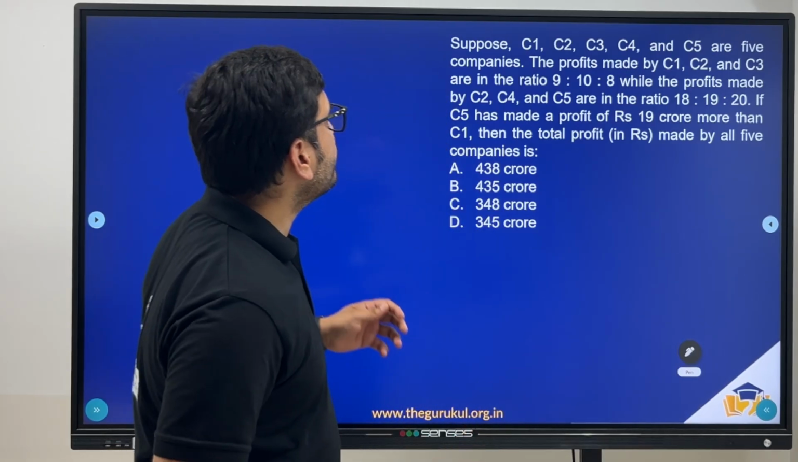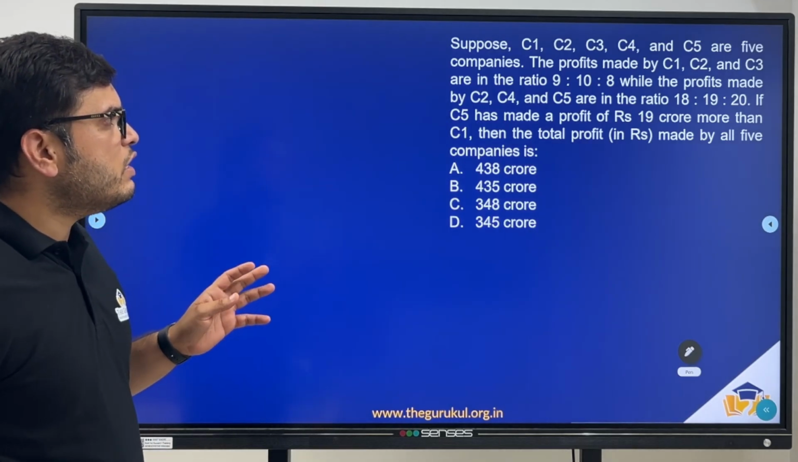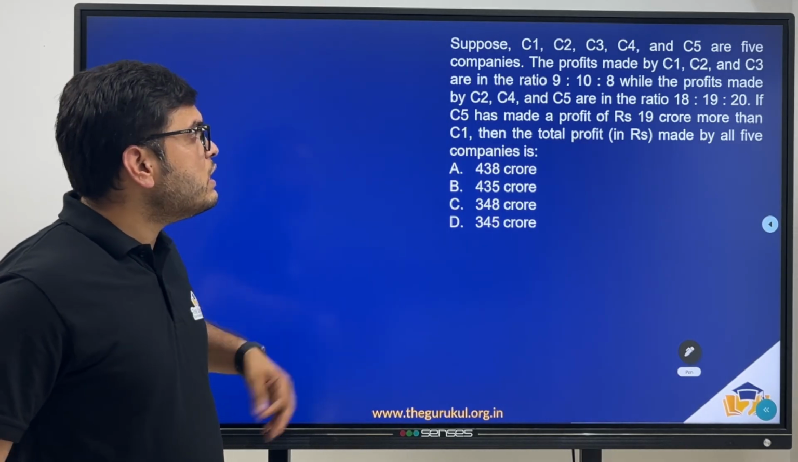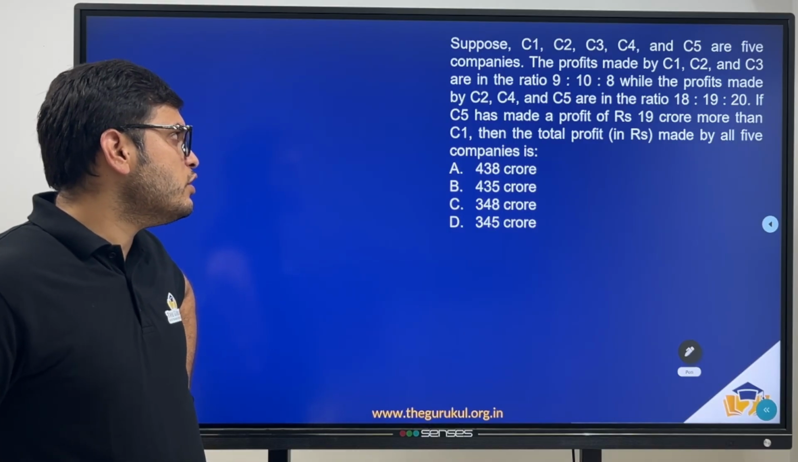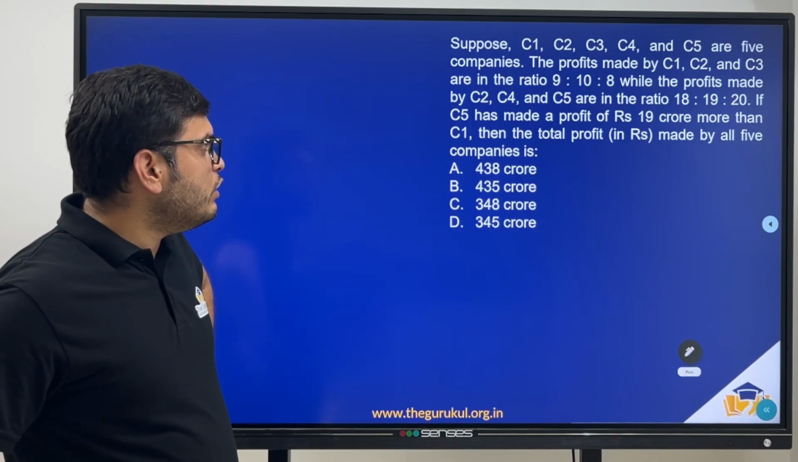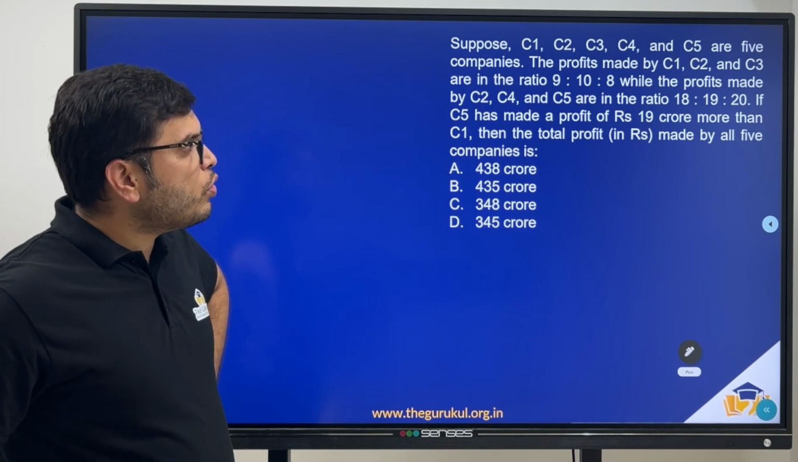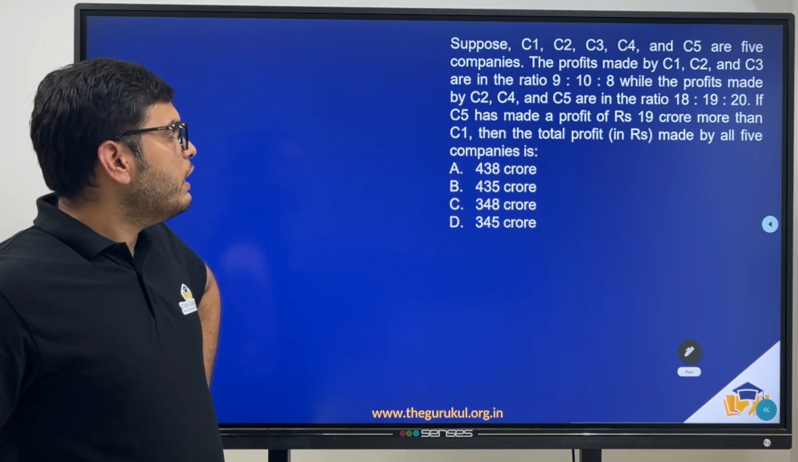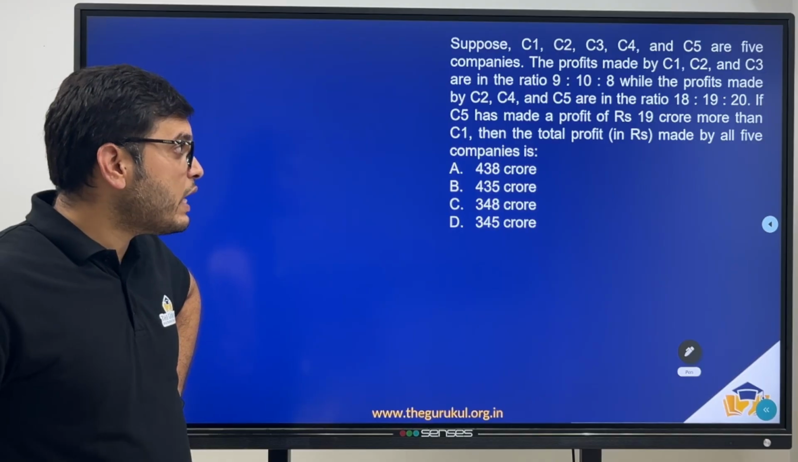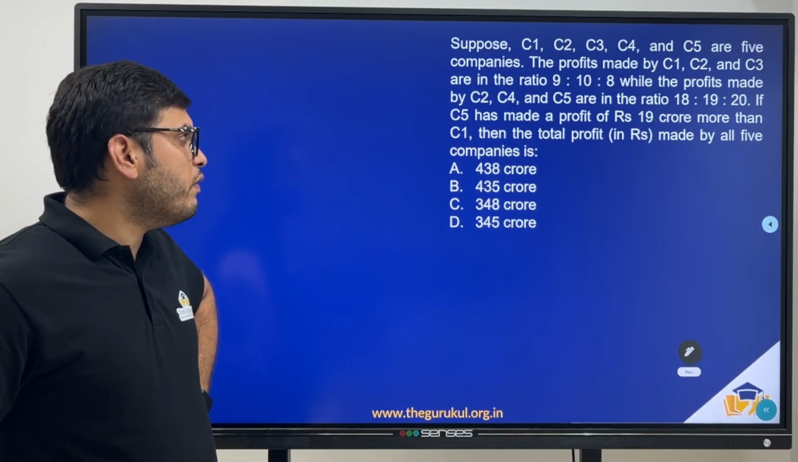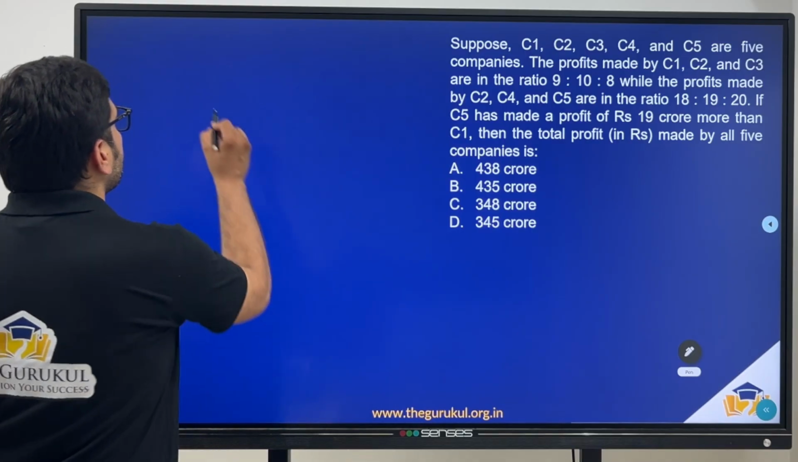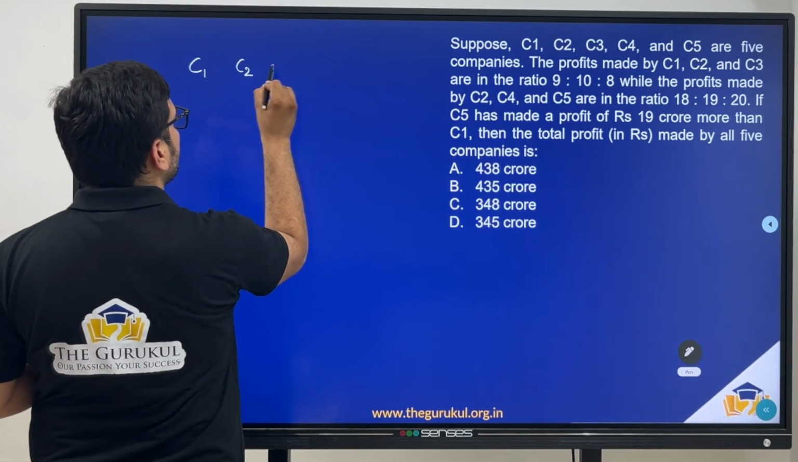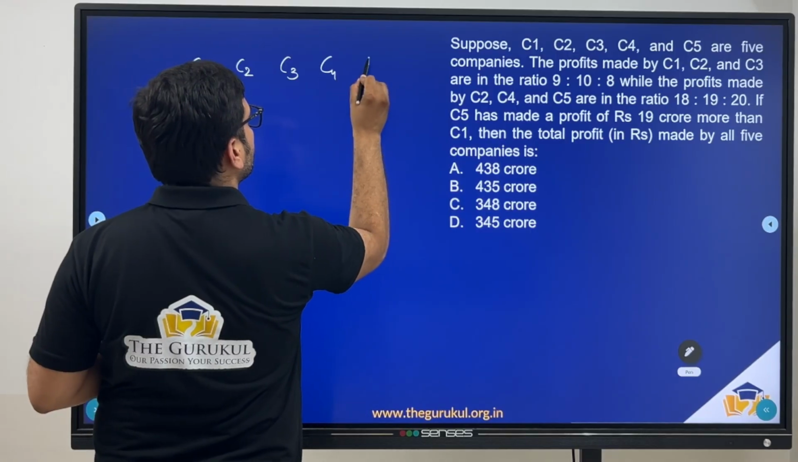Now coming to the third question, suppose C1, C2, C3, C4 and C5 are 5 companies. The profits made by C1, C2 and C3 are in the ratio 9 is to 10 is to 8, while the profits made by C2, C4 and C5 are in the ratio 18 is to 19 is to 20. If C5 has made a profit of rupees 19 crore more than C1, then the total profit made by all the 5 companies is. So we have C1, C2, C3, C4, C5.